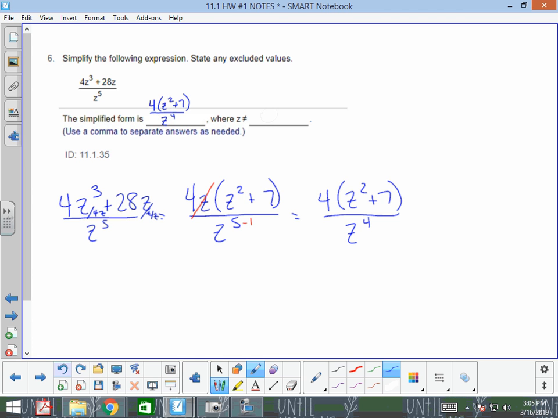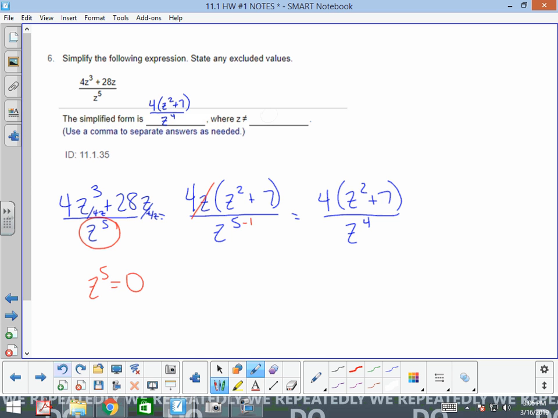Now, for the excluded value, go back to before we actually subtracted. It really doesn't matter. There's only one variable term. There's only one monomial in the denominator. So z to the 5th cannot equal 0. I don't want to know what z to the 5th cannot equal. I just want to know what z cannot equal. So z, just z to the 1st, cannot equal 0.